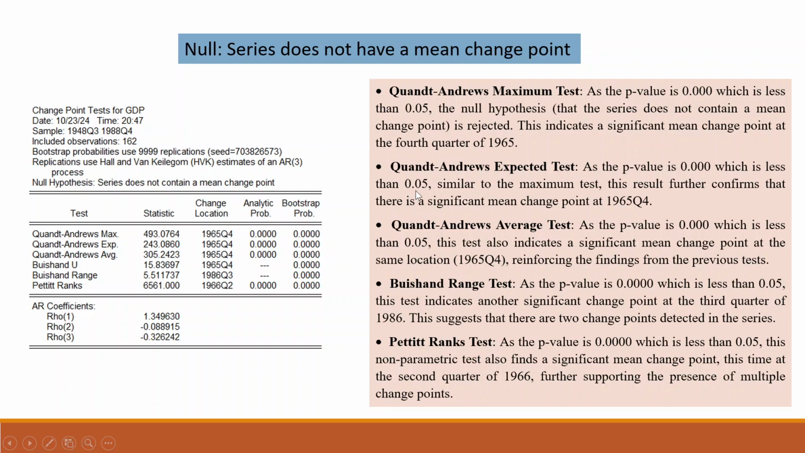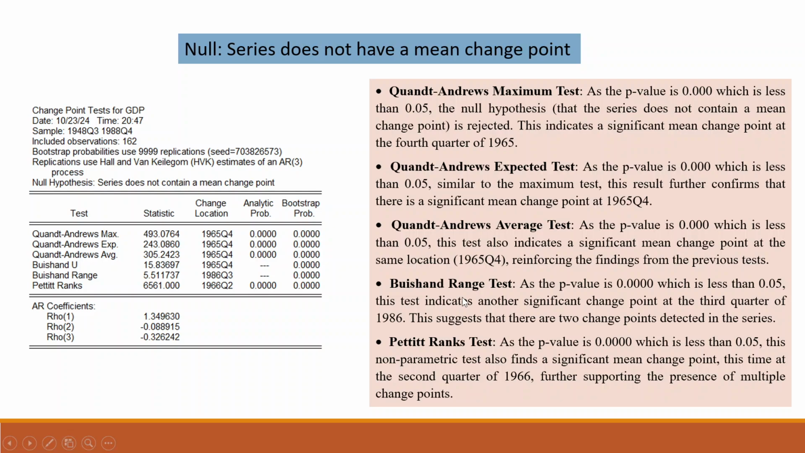Next test is Andrews expected test. As the p-value is 0.00, which is less than 0.05, similar to the maximum test, this test further confirms that there is a significant mean change point at 1965 Q4. Next is Andrews average test. As the p-value is 0.00, which is less than 0.05, this test also indicates a significant mean change point at the same location. So here it is, reinforcing the findings from the previous test.